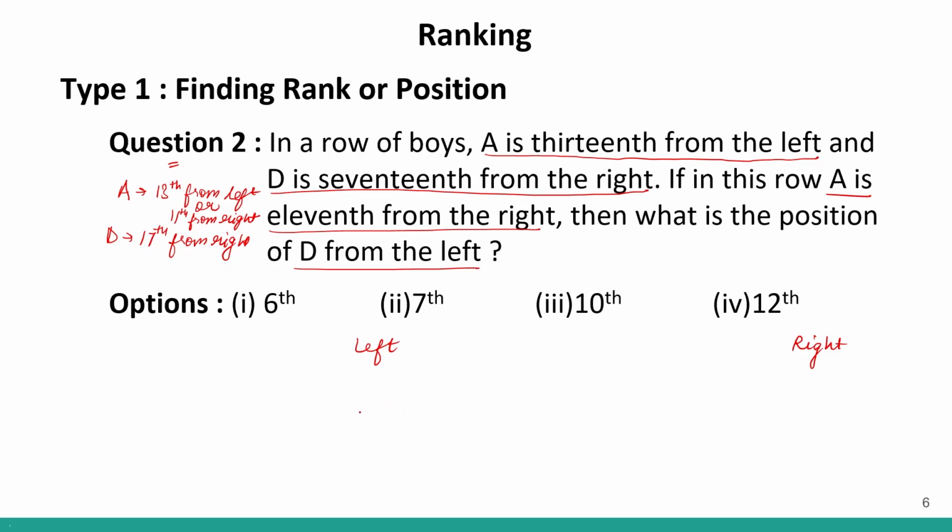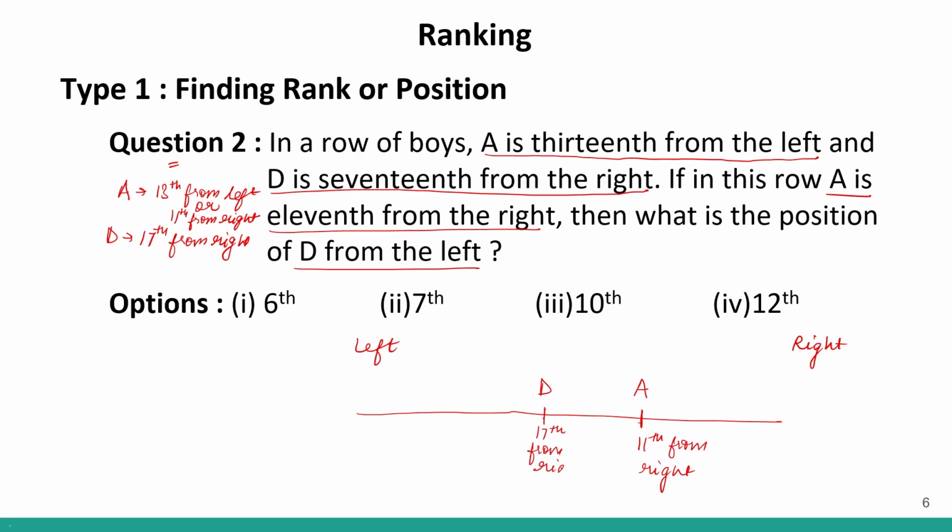Now, let's say these are the number of students. Basically, A is over here and D is somewhat over here. Because A is 13th from the left and 11th from the right and D is 17th from the right. So this is 11th from right and D is 17th from right.